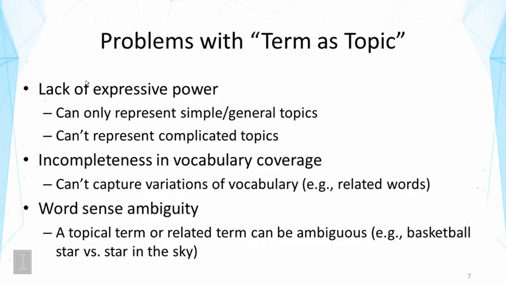Finally, there's this problem of word sense disambiguation. A topical term or related term can be ambiguous. For example, basketball star versus star in the sky. So in the next lecture, we're going to talk about how to solve the problem with probabilistic modeling of a topic.